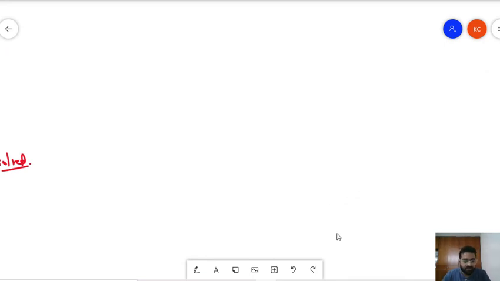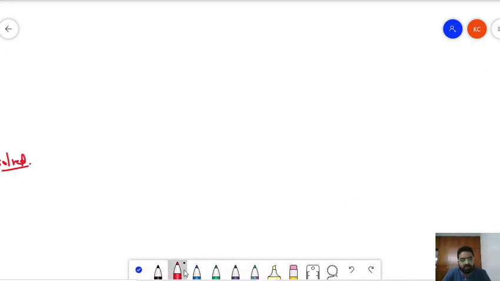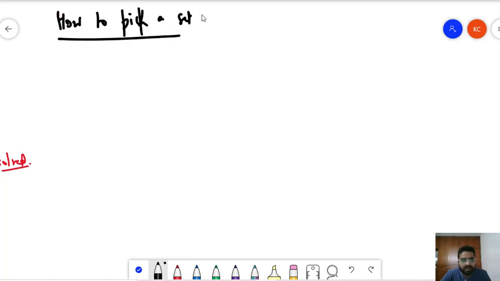Next, okay. Now how do I assess, or how do you pick? Next is how to pick a set. Especially in the initial stage, in the first 2 sets, which are the ones we should be solving, and what should be the process? The first thing is read the info. Give yourself enough time so that you are understanding everything.